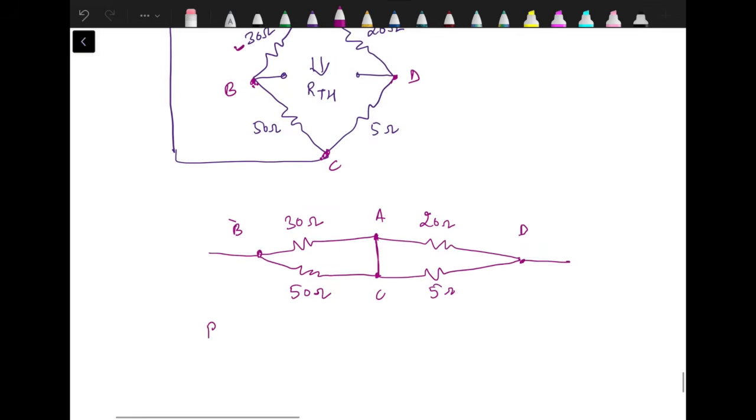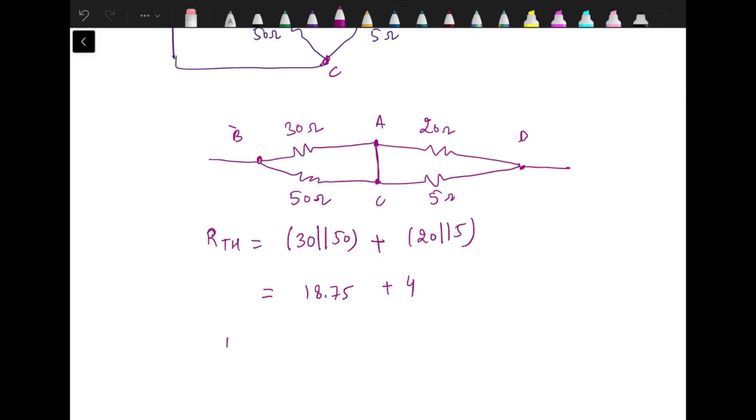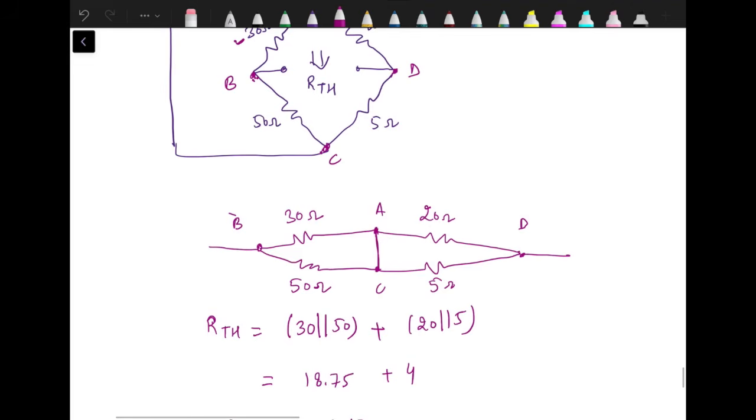So RTH is 30 in parallel with 50 plus 20 in parallel with 5. So 20 in parallel with 5 is 4 ohm, 30 in parallel with 50 is 18.75, and hence the RTH is 22.75 ohm. So in this type of problem, if a bridge circuit is there, it's always better to redraw the circuit to understand how the resistances are connected.